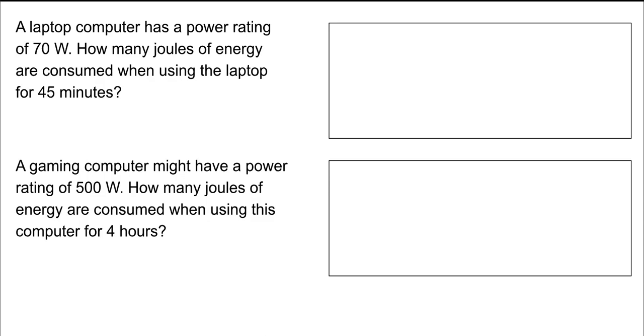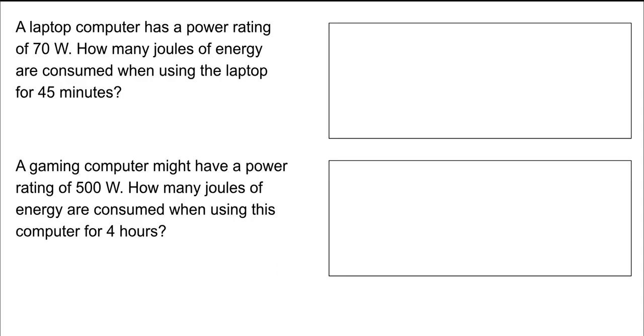Let's take a look at the other way of thinking about power, power being the change in energy over time. So in this question here, we are told what the power rating is of a certain device, a laptop computer. So this tells us the combination of voltage and current that is running through the entire computer, based on what voltage is used and what current is moving through it.